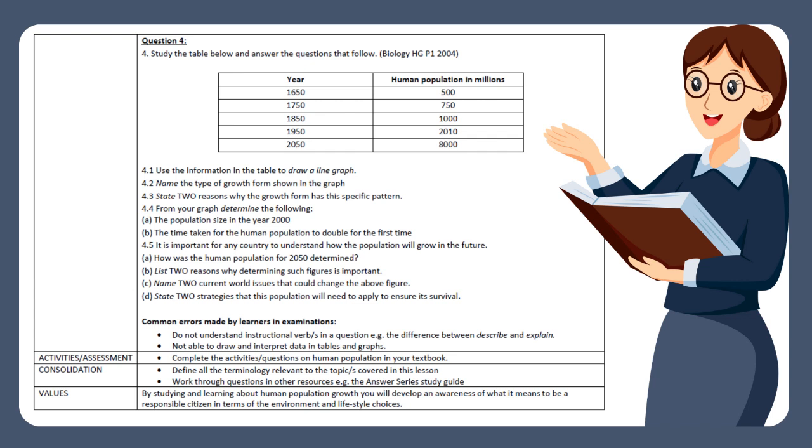Activities/assessment. Complete the activities/questions on human population in your textbook. Consolidation. Define all the terminology relevant to the topics covered in this lesson. Work through questions in other resources, e.g. the Answer Series Study Guide. Values. By studying and learning about human population growth, you will develop an awareness of what it means to be a responsible citizen in terms of the environment and lifestyle choices.